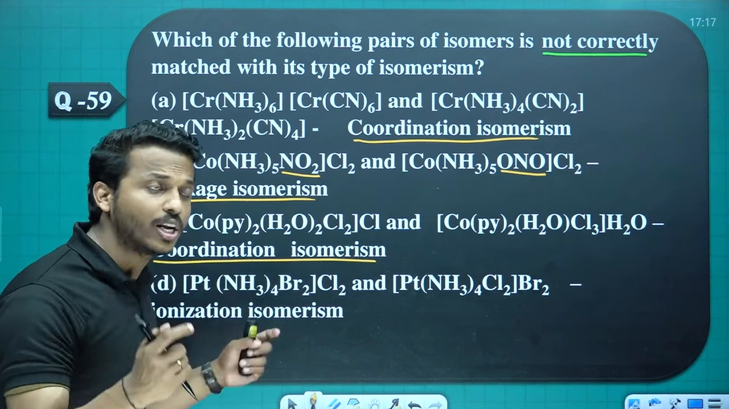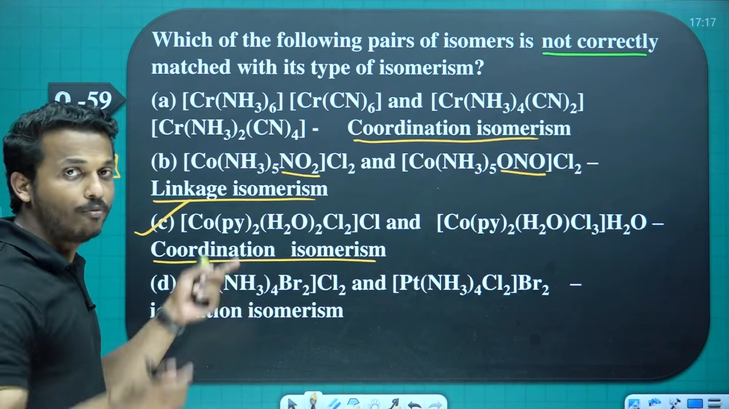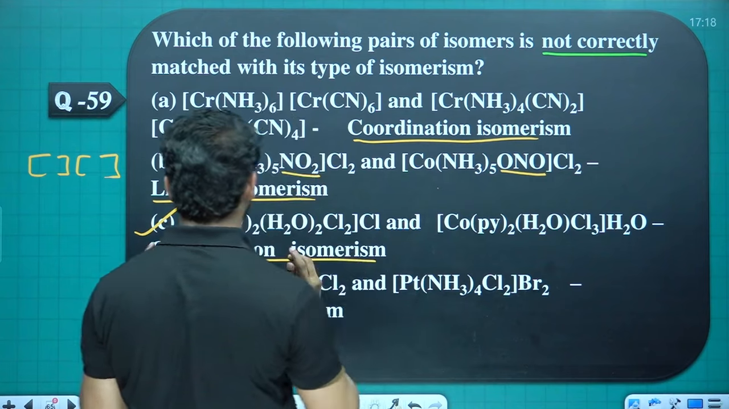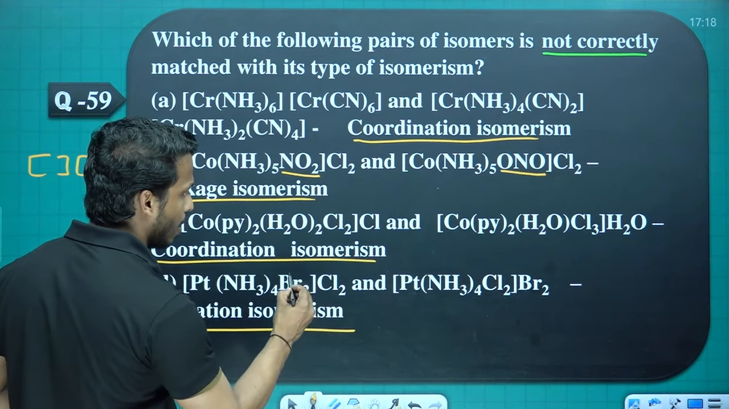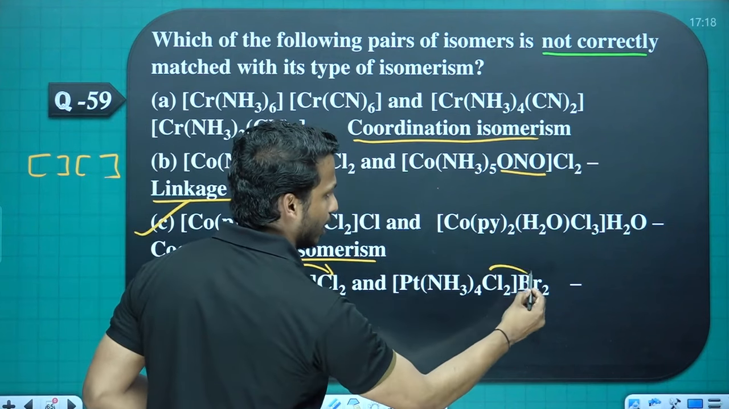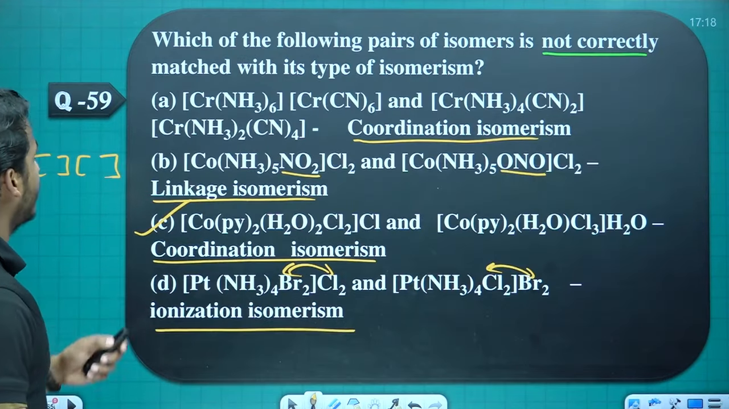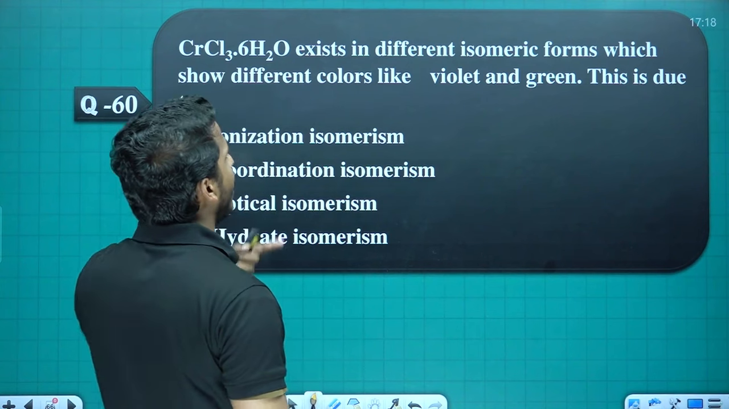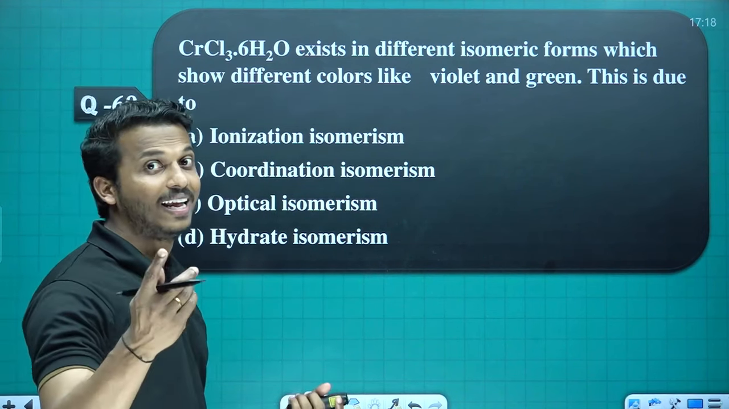Coordination isomerism means there will be 2 coordination spheres from which the species are interchanging. Here you see this is one species, this is another species. No. What about the last one? Ionization. Yes, bromine and chlorine get interchanged here. That is ionization isomerism. So what is the answer? C. And CrCl3·6H2O exists in different isomeric forms which show different colors like violet, green and all.